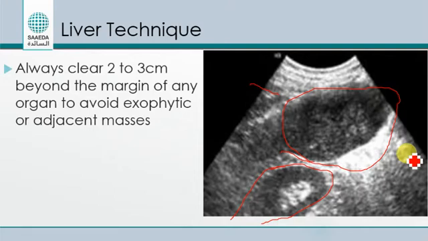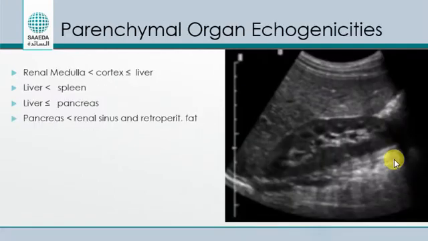Regarding the parenchymal organ echogenicities, every organ in the abdomen has its own echogenic pattern, okay? We should be familiar with the normal echogenicity so that we can know the abnormal echogenicity. The rule here is that the renal medulla is the most hypoechoic part of the abdominal organs. For example, you can see these are the medullary pyramids. They are very hypoechoic compared to the rest of the image. So the renal medulla is the most hypoechoic.